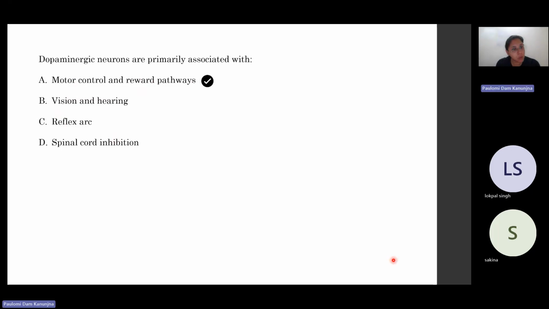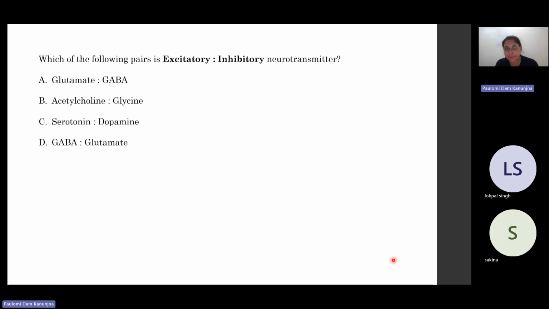So it's motor control and reward pathways. So your dopamine is responsible in these modulatory activities. Okay. Very interesting question. So there is a pair of neurotransmitters here. Which one is excitatory to inhibitory? So read the word and then say which one is the correct answer. So the combination is excitatory to inhibitory. Which combination fits here?